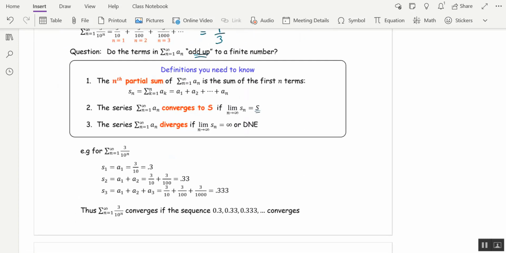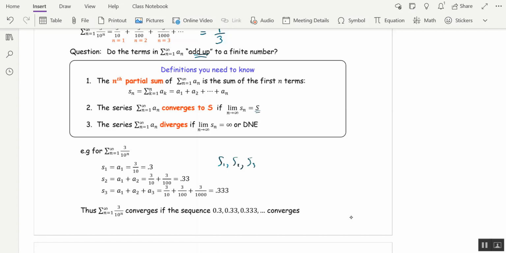Now, to make this more concrete, I've got an example for you. Here's our infinite series, 3 over 10 to the n. I've written out the first 3 partial sums. S1 is just the first term, that's 3/10, 0.3. S2 is a1 plus a2, the sum of the first 2 terms, that's 0.33. S3, sum of the first 3 terms. Those S's form a sequence, S1, S2, S3. If the limit of that sequence exists, we say the series converges.